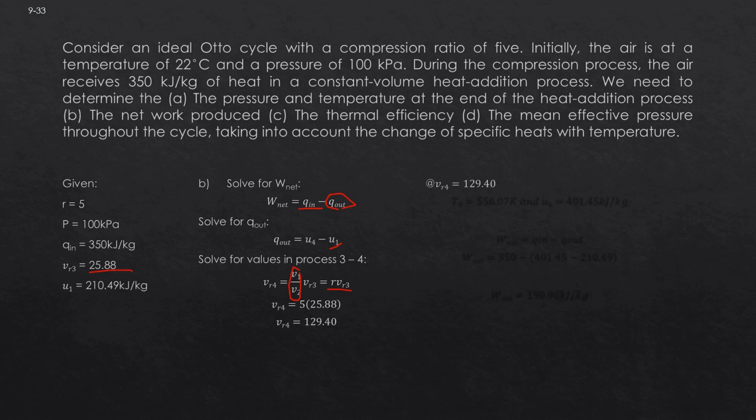Since we have the value of V sub R4, we can now find the temperature and internal energy at state 4 in our property table. Using interpolation, we get the temperature at state 4 equals 556.07 Kelvin, and the internal energy is 401.45 kilojoules per kilogram. Now that we have the internal energy at state 4, we can plug it into our equation.